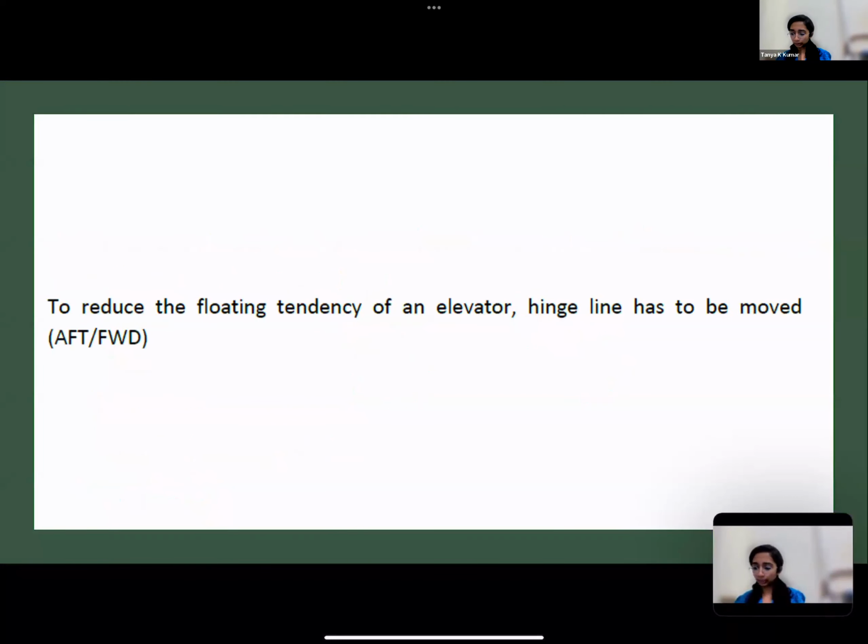Let's go to the next question. To reduce the floating tendency of an elevator, hinge line has to be moved aft or forward. So this is your vertical tail. And this is your elevator. This is your hinge point. And this is your CP. To reduce the floating tendency, should your hinge line be moved aft or forward?